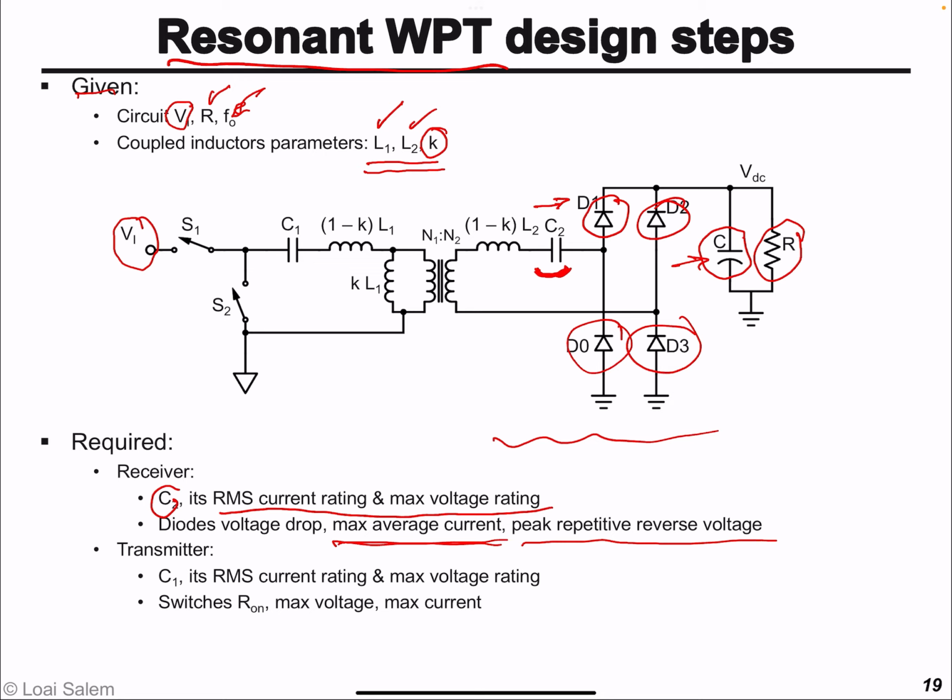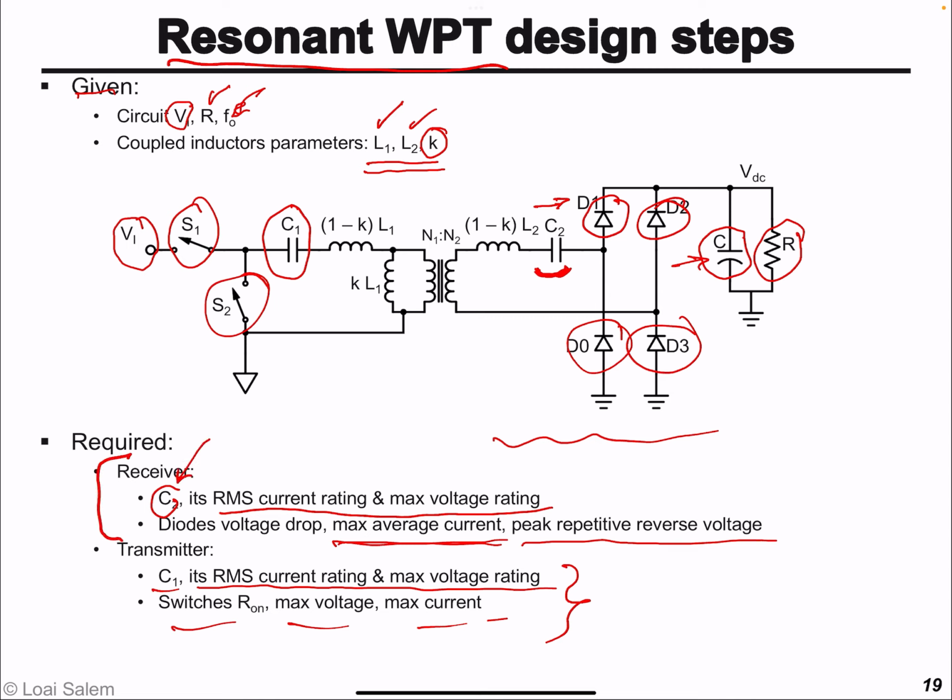Now, for the transmitter side, we need to determine the value of C1 and its RMS current rating and maximum voltage rating, as well as the switch's equivalent on resistance that we need, and the maximum voltage and maximum current. We already did this in parts 1 and 2 of the wireless power transfer system videos. So now let's look at the receiver and how to determine the values.